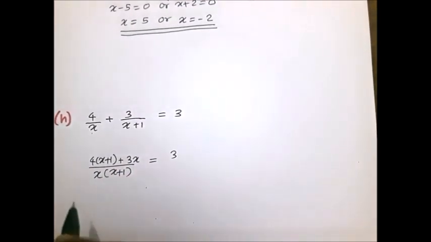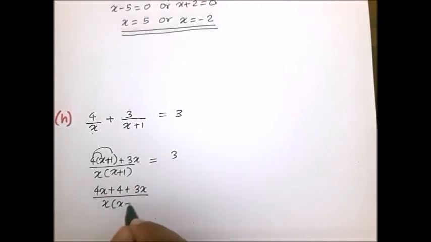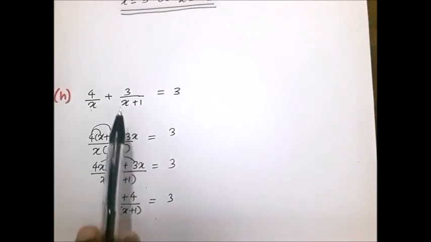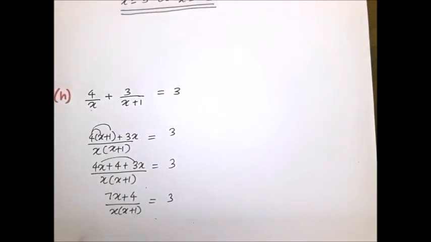Now remove brackets in the numerator. 4x plus 4 plus 3x. Then simplify the numerator. 4x plus 3x, it is 7x plus 4. Look at again the question. Here two algebraic fractions. First you have to convert it into a single fraction. Then I'm going to use cross multiplication here.